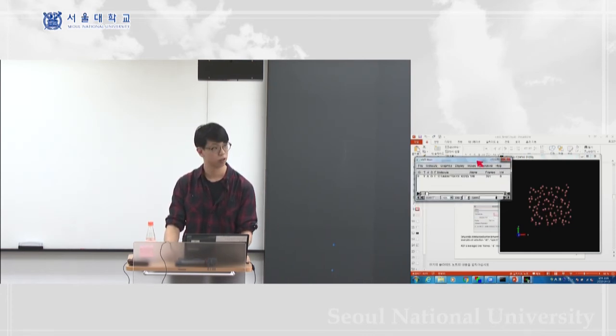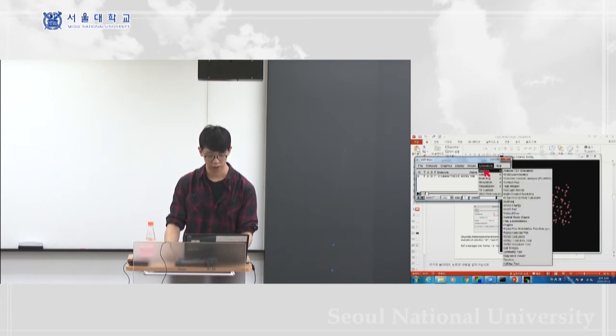Yes. Click the extension here and analysis, and click the RDF here, the pair distribution function g(r).